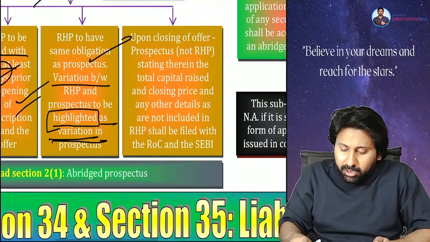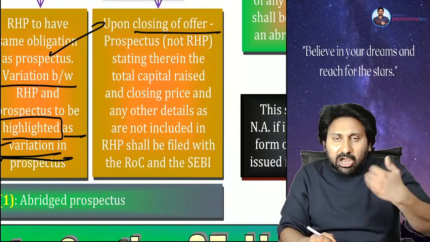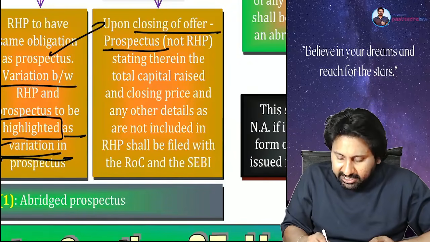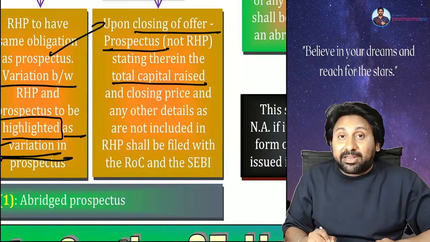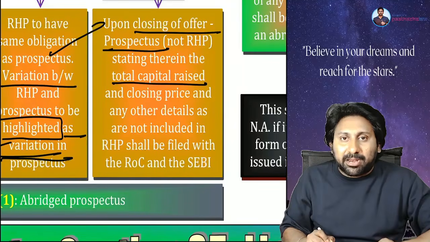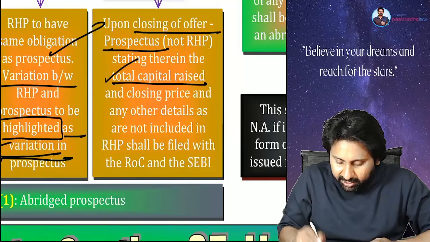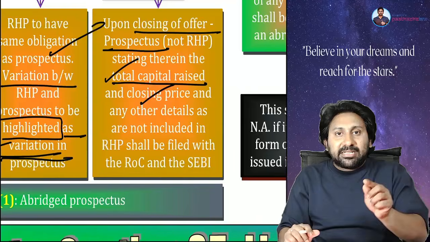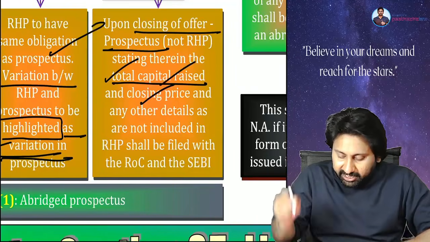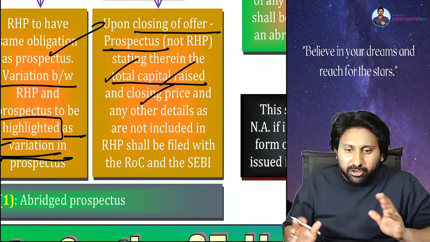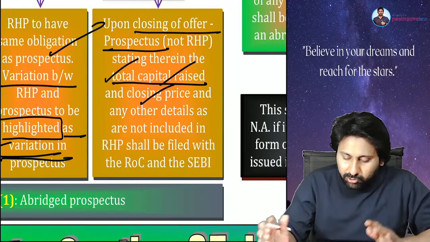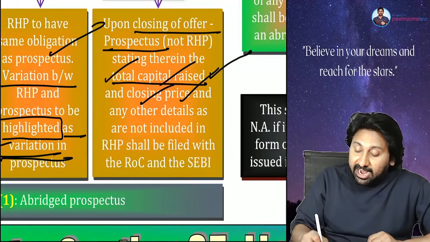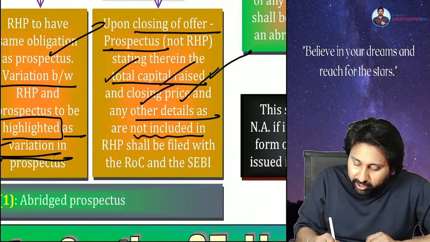Next, last one. Upon closing of the offer, means offer is closed 5-6 days after, the prospectus, means final prospectus, should state total capital raised. Now again, particulars should not be incomplete. Now you understand how many shares have been taken. Total capital, closing price. Why not price band? Price band is in RHP. Final prospectus will contain the closing price. Understood the point clearly? So final prospectus will contain total capital and closing price and other details not included in RHP.